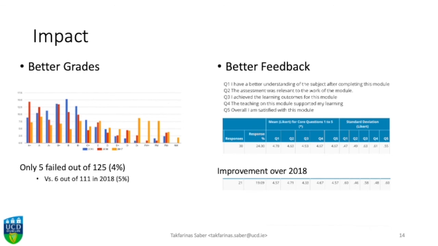Overall, in terms of impact, what I have seen from running this module for the third time, so basically you have run it three times. In blue is the latest one, 2019. In red is 2018. In yellow is 2017. And this is the distribution of grades. Here is the number of students. What you could see is that there is a better distribution.